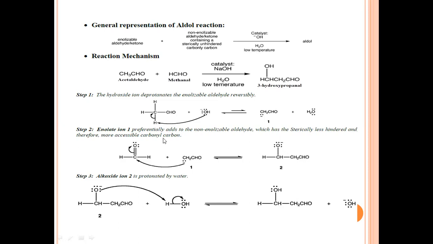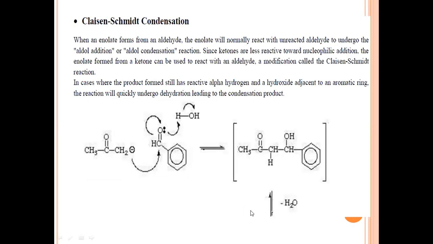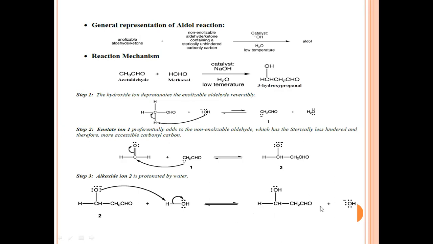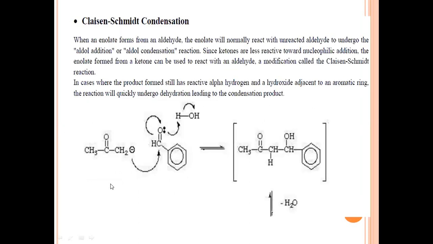This alkoxide ion is protonated by the water to form the intermediate compound and then the product, that is 3-hydroxypropanal. So in this way, when there is a condensation between one compound containing alpha hydrogen atom and another compound containing absence of alpha hydrogen atom, they condense together to form the 3-hydroxypropanal, that is aldol. This type of condensation reaction is known as crossed aldol condensation reaction.